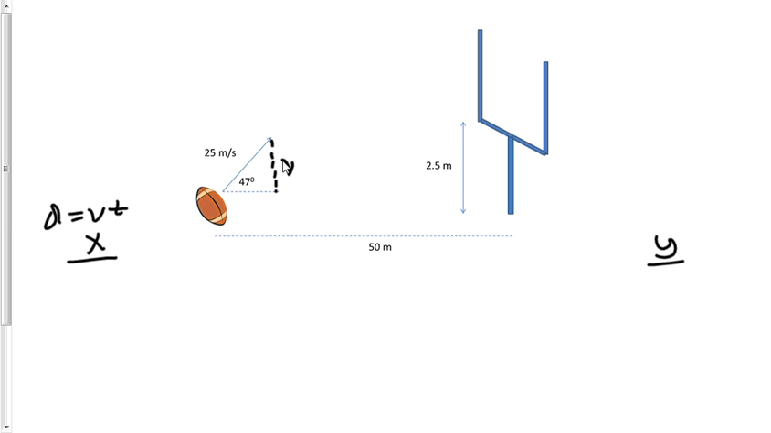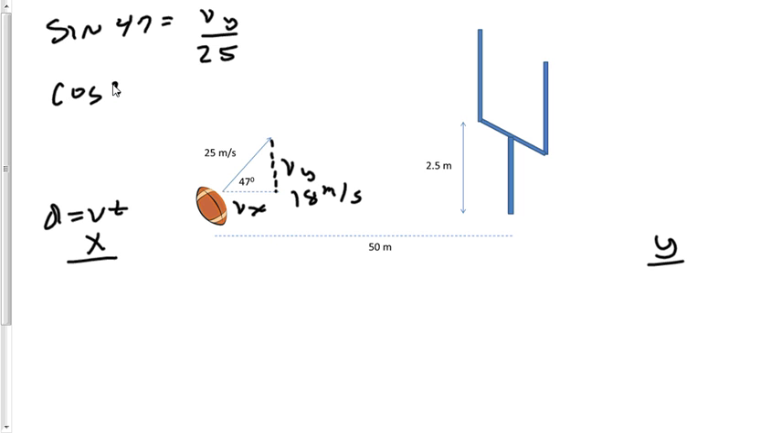This would be our vy. This one would be our vx. So we can say the sine of 47 is equal to vy over 25. Vy is 18 meters per second. Cosine of 47 equals vx over 25. Vx is 17 meters per second.